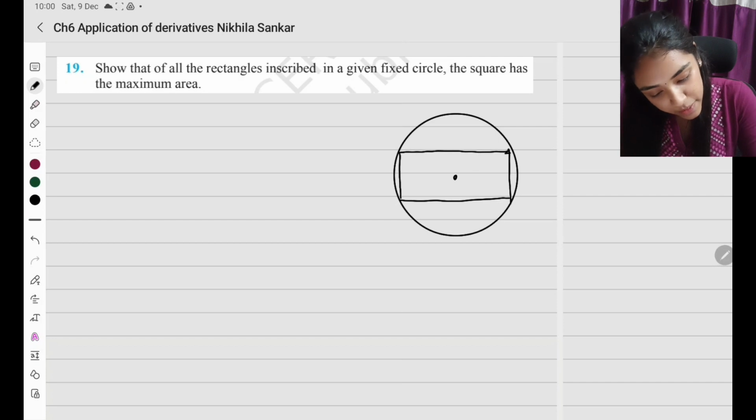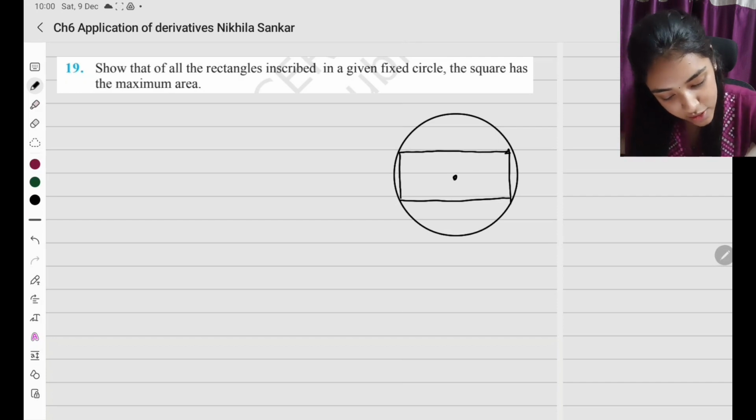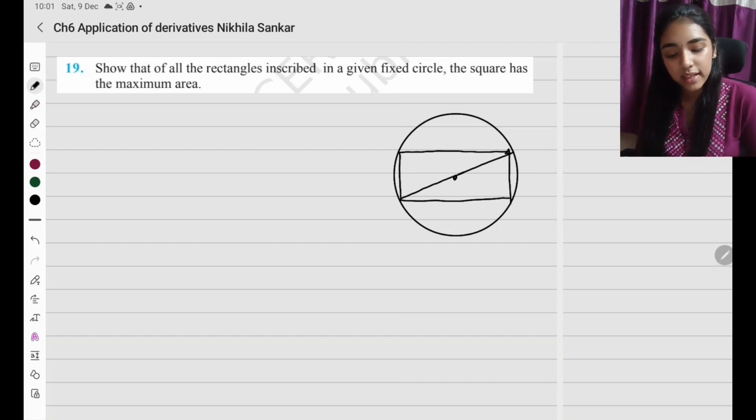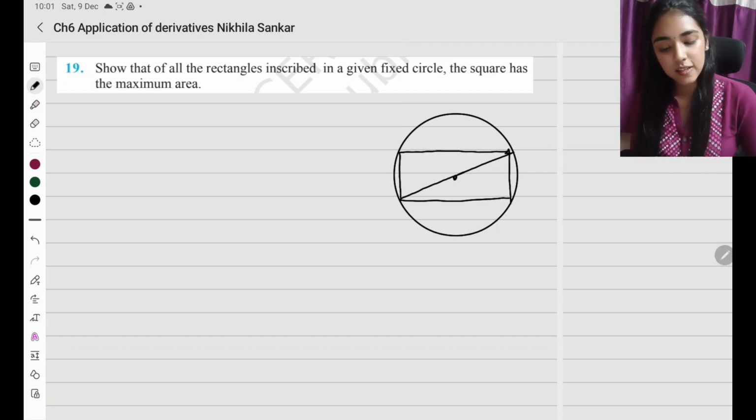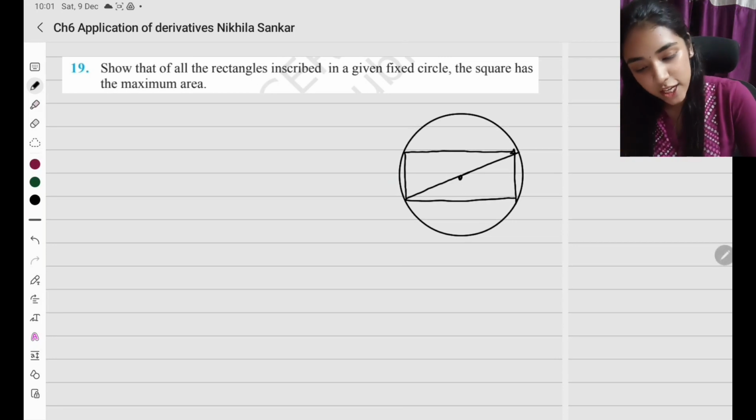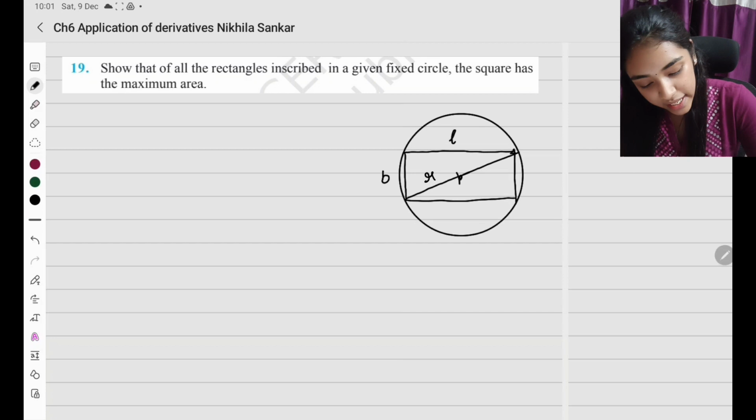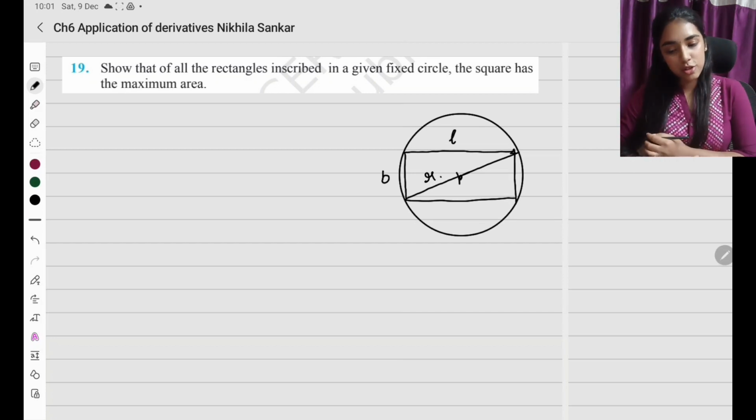Okay. And this is the center of the circle. And this is going to be the diagonal of the rectangle. Now show that of all the rectangles inscribed in a given fixed circle, the square has the maximum area. So let me take this as length, let me take this as breadth, and let me take the radius to be r. So how am I going to solve this question?